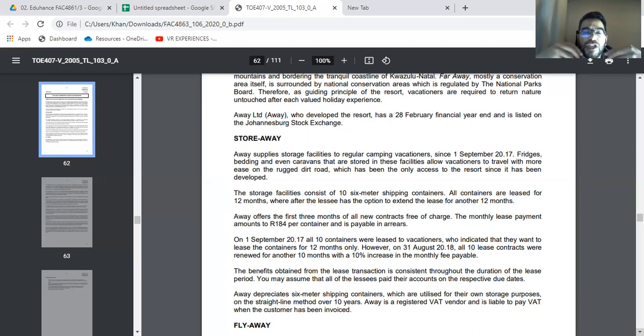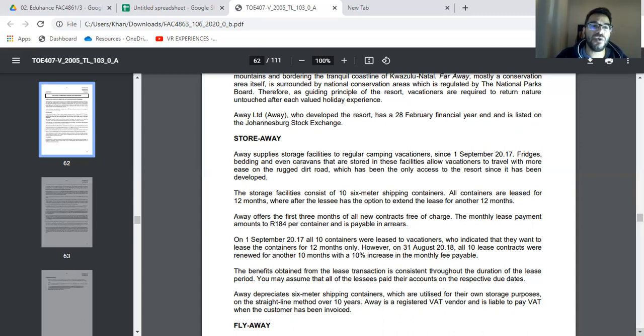Okay, so remember they're using a 12-month lease. So remember, any lease that is 12 months or less can be considered to be short-term, basically depending on who you're looking at. So you must first identify, are you looking at it from the vacationer's point of view? The vacationers would be the lessee, or you're looking at it from Storeaway's point of view. Storeaway will be the lessor.